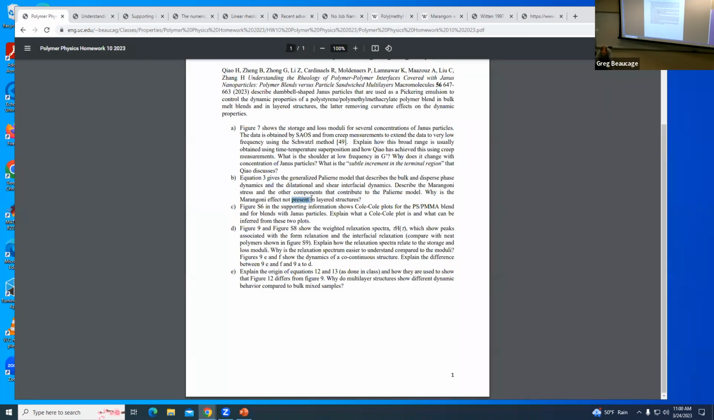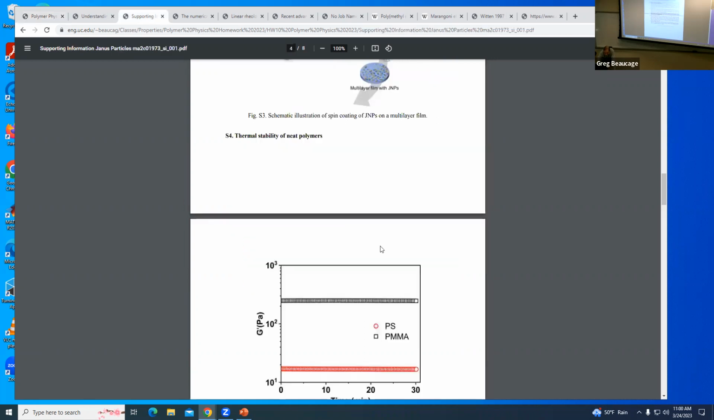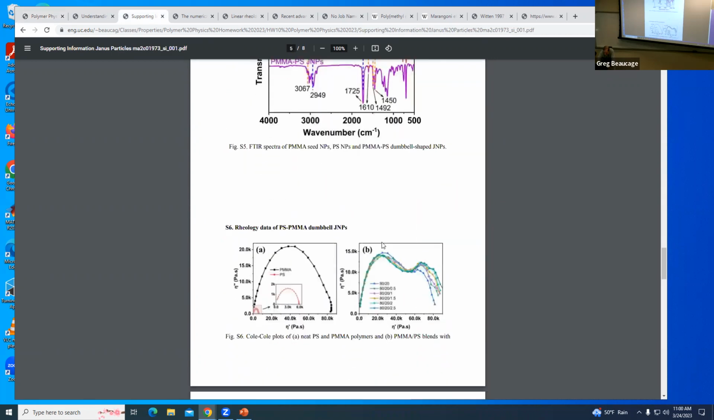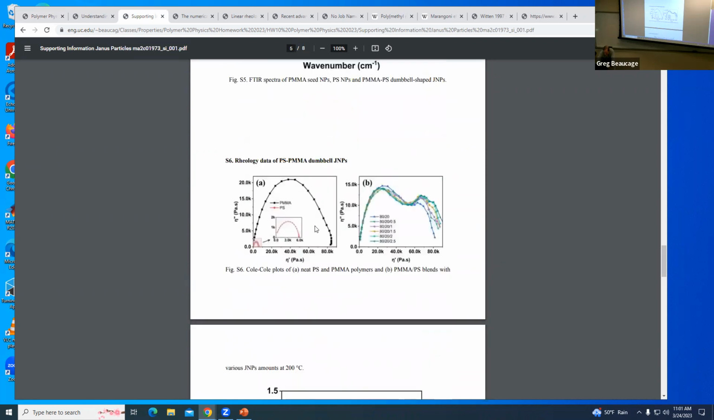Why is Marangoni not present in layers? It's not present because there's no curvature, so there's no squeezing of the particles. So you don't have two domains that are going to come together and push apart the particle. Everything's a layer, so it doesn't happen. Right. So then he shows a Cole plot, which is useful to see that people use that, I guess. So he's got this one.